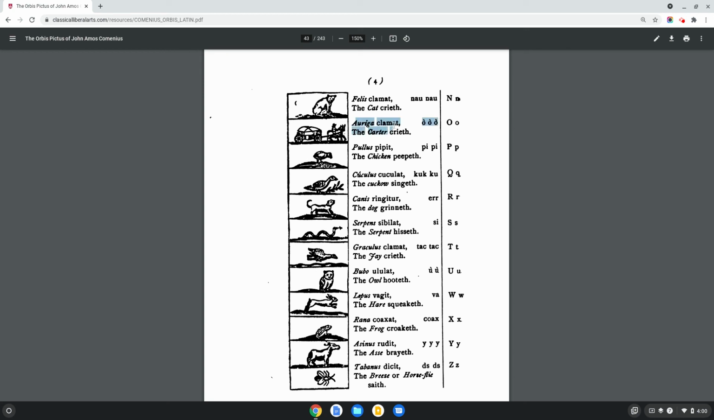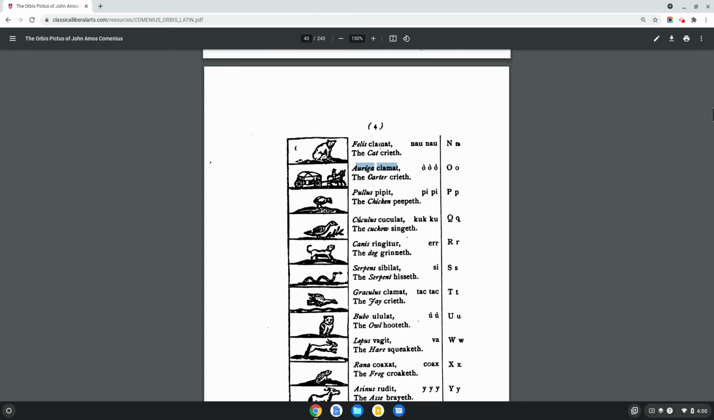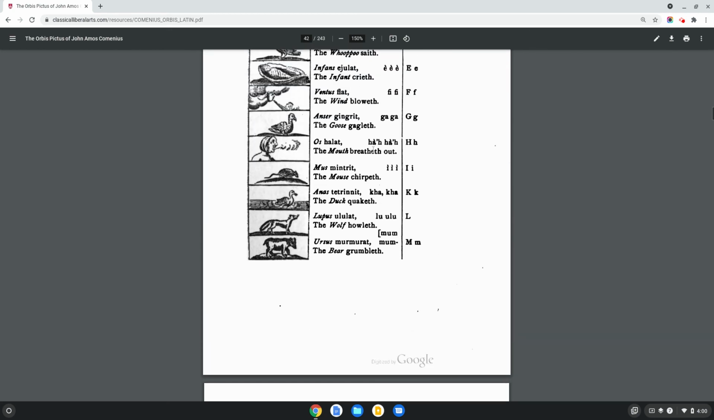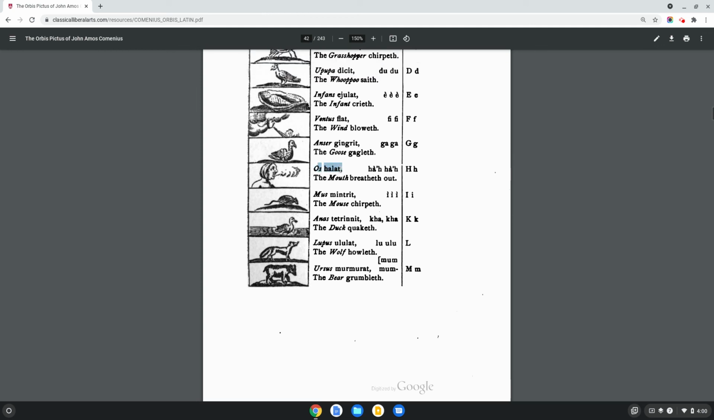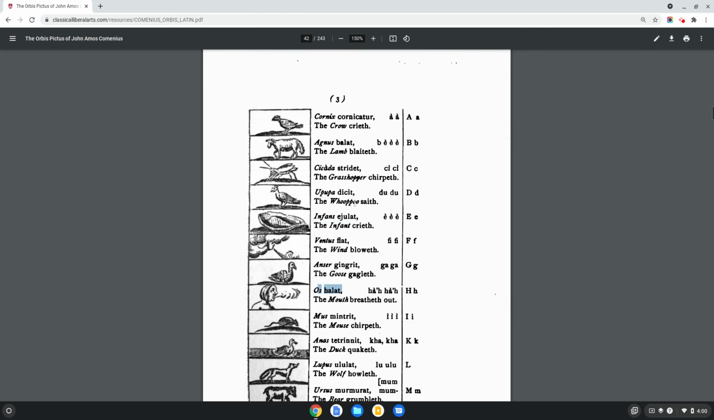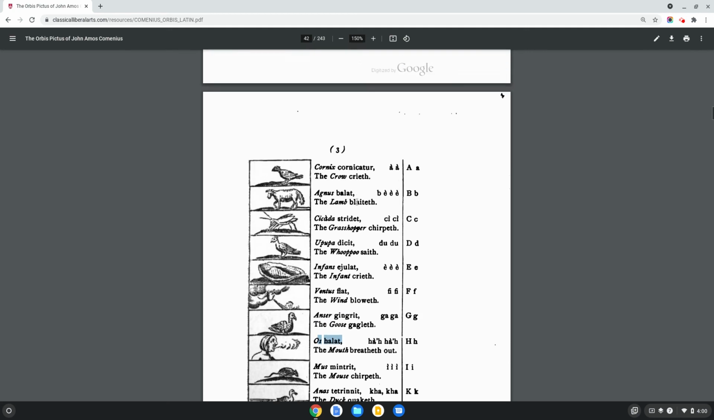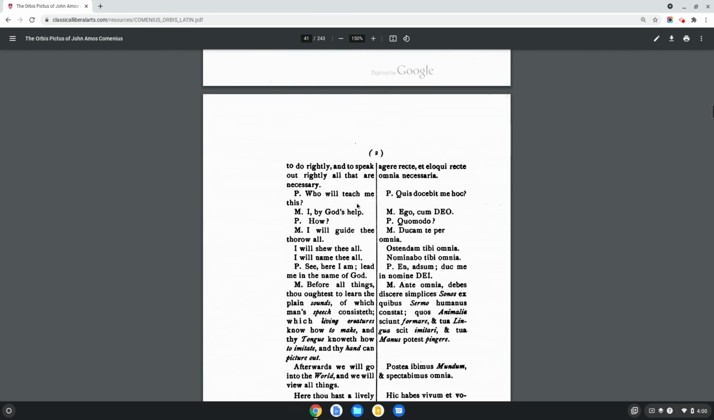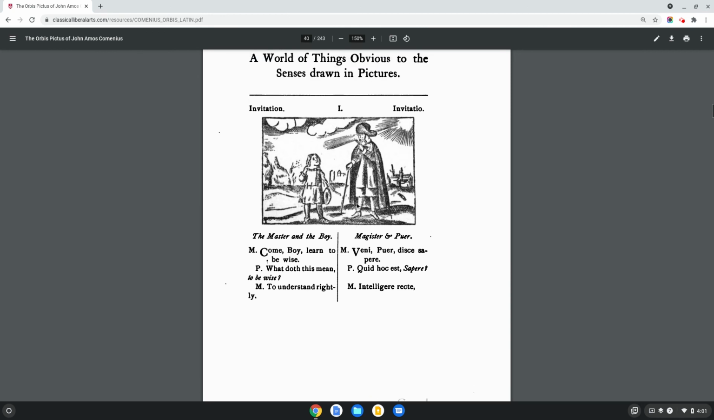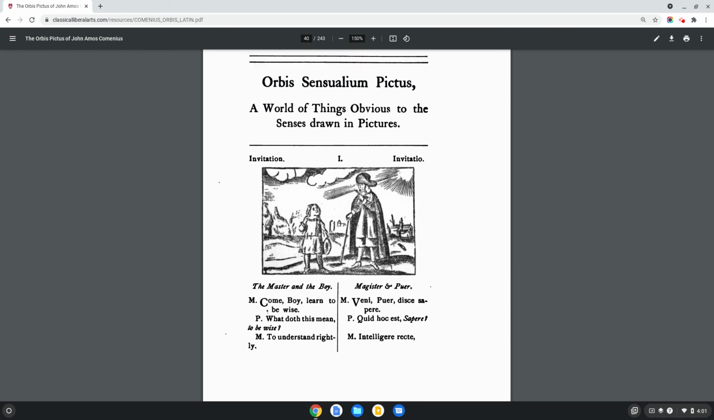Here we see auriga clamat, that means the chariot driver or the carter shouts or cries. And we see above here also the wind blows, the mouth breathes, and so on. So this is a fun little lesson on the sounds of the Latin letters based on all different natural sounds that we hear around us or can learn about pretty easily. So that's the content of Lesson 1, the invitation to the study of the pictures of the world of sensible things in Comenius's book, Orbis Sensualium Pictus, which we're going to study in our Latin vocabulary course.